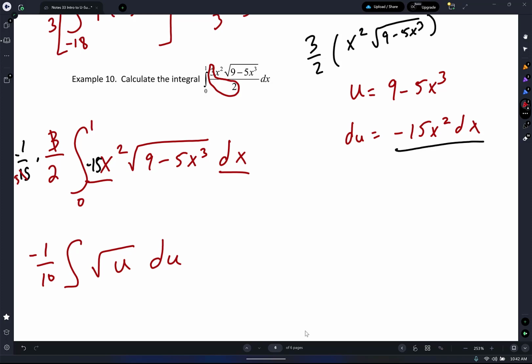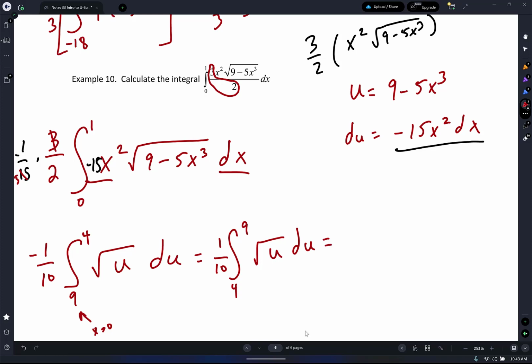Okay, now I need new limits. When x is 0, u is 9. When x is 1, what's 9 minus 5? u is 4. Oh, look, they're making it nice for me. I'm going to use my properties again. You see that negative on the outside? I have a 4 and a 9. Can I flip them and then remove the negative? So look, integral 4 to 9 of square root of u, and the constant is still there. It didn't go away. With a du.